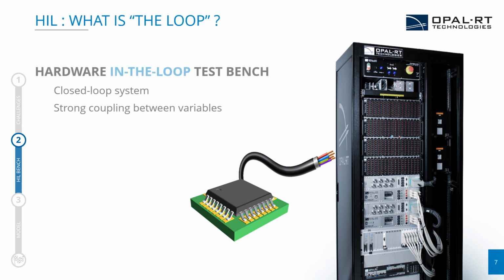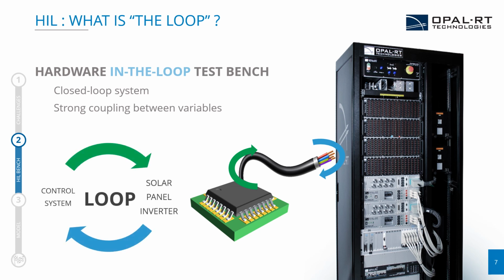What is the loop we refer to in the expression hardware in the loop? Well, this loop is created by the coupling between the real controller and the test bench, with the simulated PV and converter embedded in the test bench. This closed-loop configuration ties the system together tightly. The outputs of the controller become the inputs of the test bench, and the outputs of the test bench become the inputs of the controller.